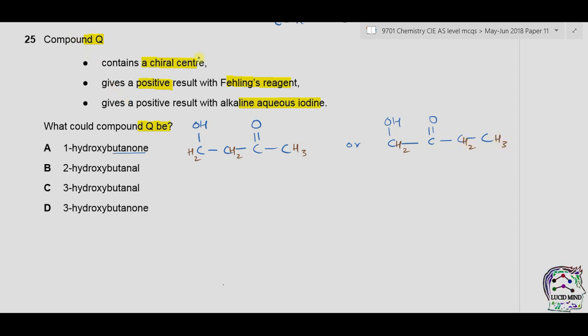Let's first find the chiral center. As we can see that there is no carbon that is attached to 4 different elements or groups, therefore we don't have a chiral center.